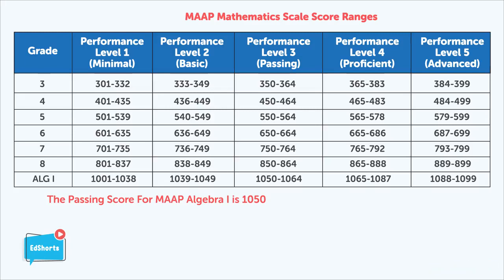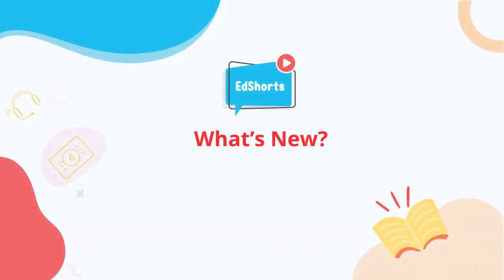Level 2, Basic. Students at the basic level demonstrate partial mastery of the knowledge and skills in the course and may experience difficulty in the next grade or course in the content area. Level 1, Minimal. Students performing below the basic level inconsistently demonstrate the knowledge or skills that define basic level performance.